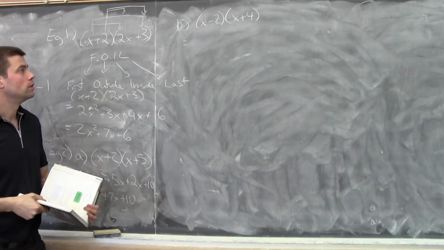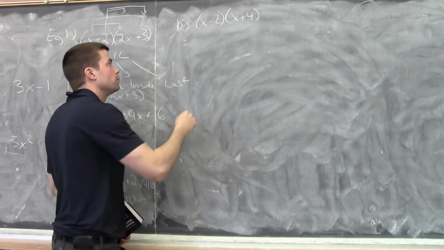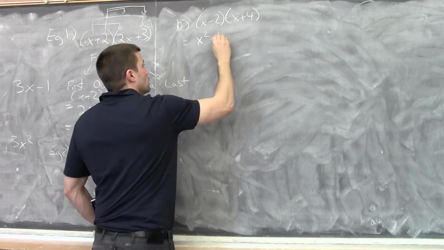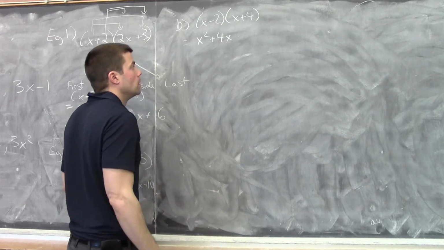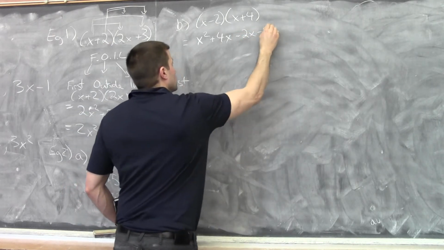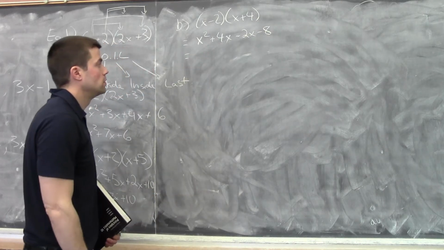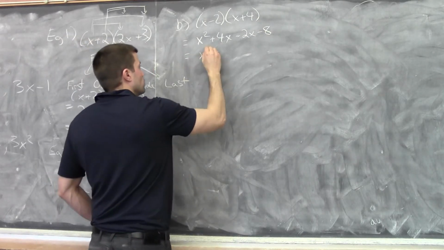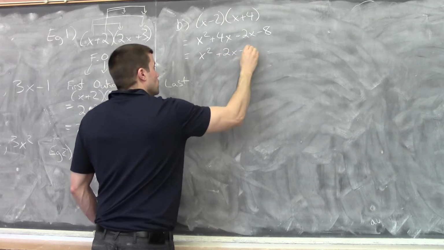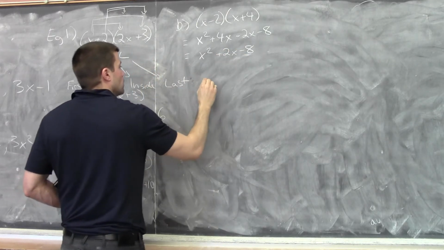Sebastian. Okay, so it's x squared plus 4x minus 2x minus 8. Which is x squared plus 2x minus 8. Good. Nice.